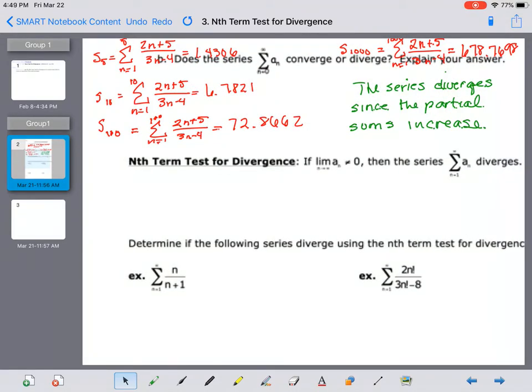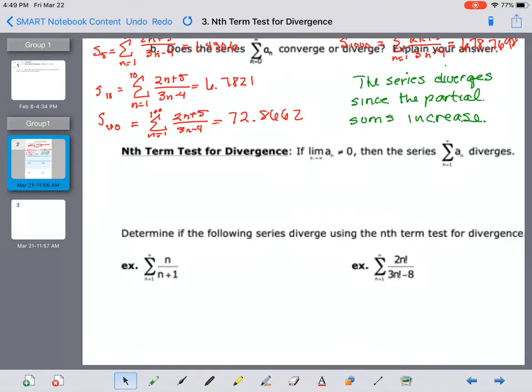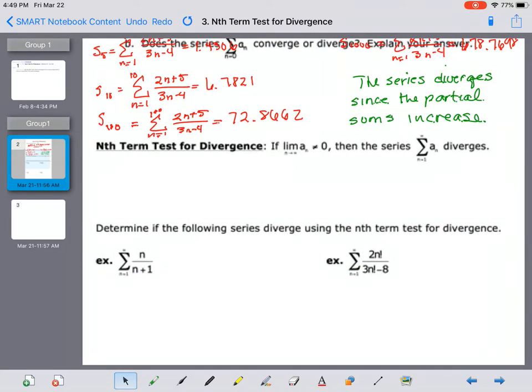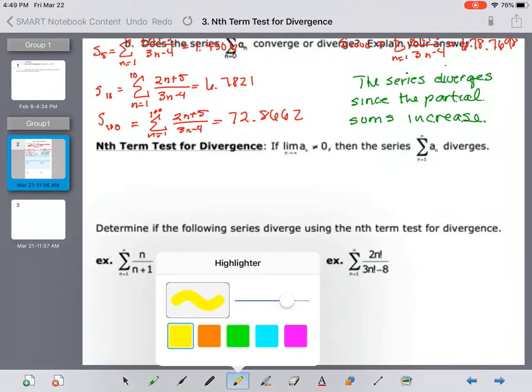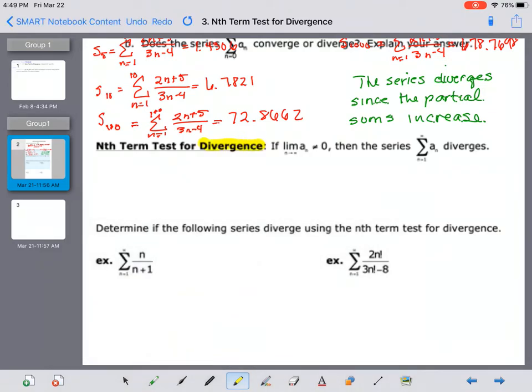Let me get it on here. Okay. Our nth term test says if we find the limit as n approaches infinity of the sequence and it does not equal 0, that's important, that it does not equal 0, then we can say that the series diverges. The nth term test is a test for divergence and divergence alone. Okay, so that's important. Please highlight that. You cannot use this test to prove convergence. If the limit of a sub n is equal to 0, the test is inconclusive.